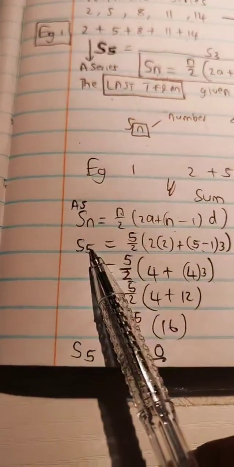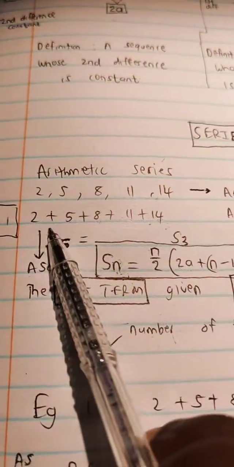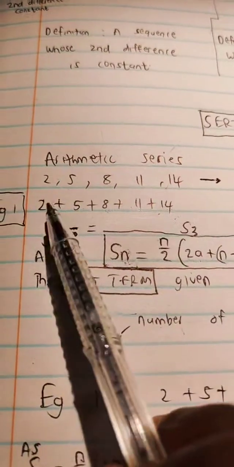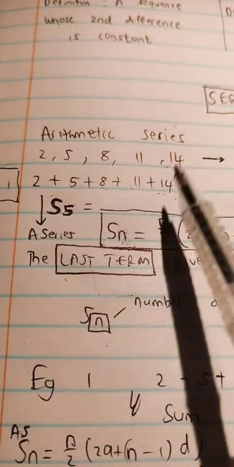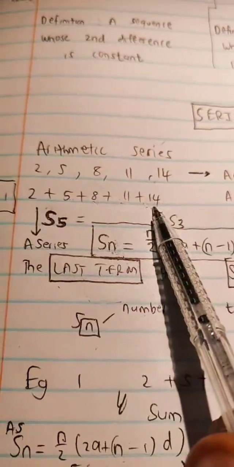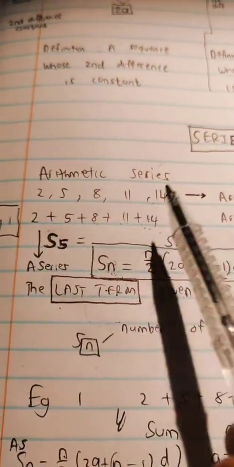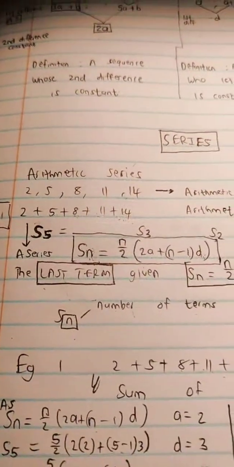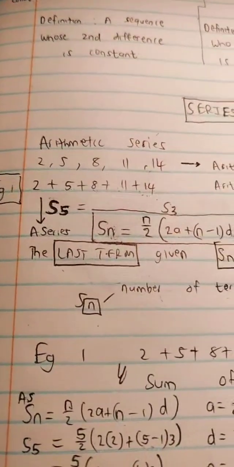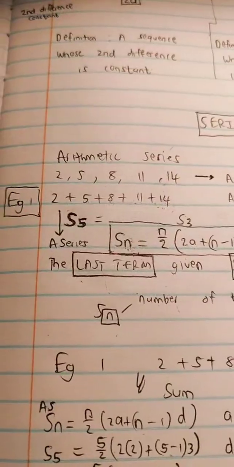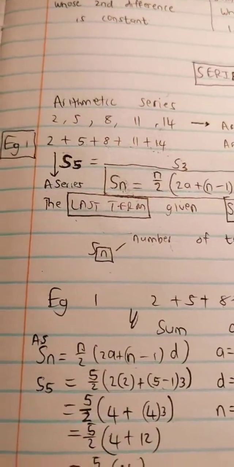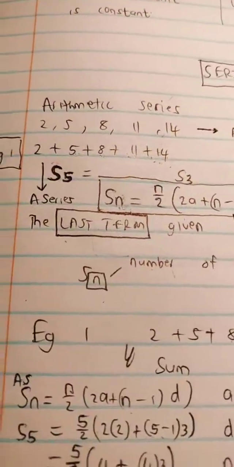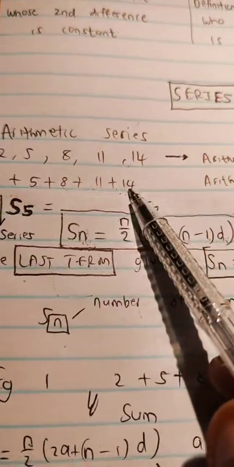Since they want the first 5 terms, if we look at the series that we have, 1, 2, 3, 4, 5. So the last term for the first 5 terms is what, guys? Because it's appropriate for the question, the sum of the first 5 terms. Yes, Nolu. The last term for the first 5 terms is 14.